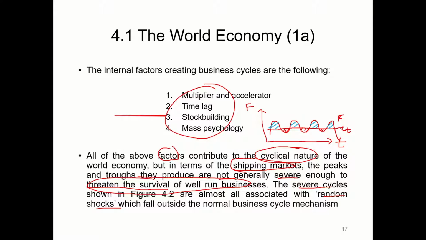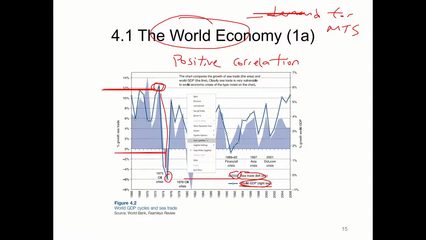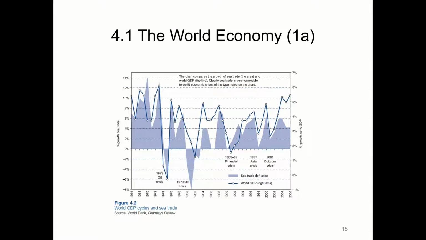And how would that affect the profits of shipping companies? Let's say this is today. You'll notice that there is a sharp decrease in the freight rates, resulting in huge losses for shipping companies. So it is these random shocks or external factors, which fall outside the normal business cycle mechanism, that threaten the survival of well-run businesses. Just like in this example, whether it is the shipping cycle or the world economy business cycle, it is this crisis that causes a sharp decline in the prices of freight rates. And these external factors are the ones that threaten the survival of businesses.